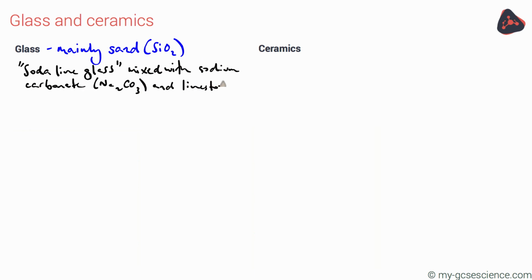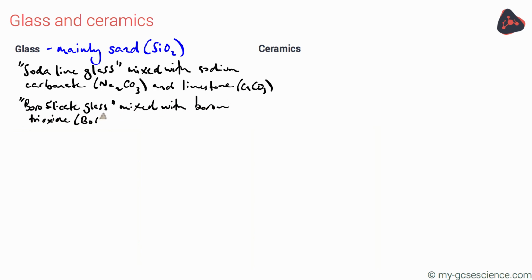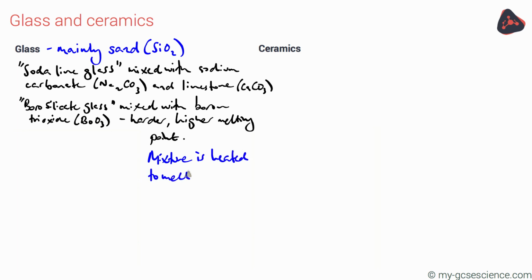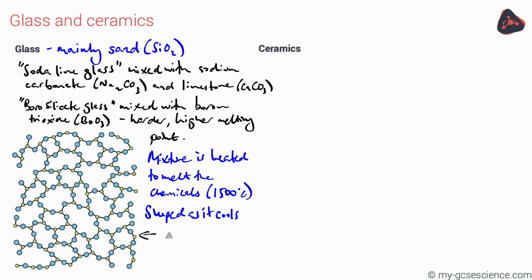But if you want to produce glass that's harder and that has a higher melting point, then it's mixed with boron trioxide instead, creating borosilicate glass. This is used to make glass that's intended for things like oven cooking, or test tubes even. To make glass, the mixture of sand and other chemicals is heated to about 1500 degrees centigrade to melt them all up and mix them together. Then the glass is shaped as it cools, and as you can see here in the diagram, it forms an irregular structure.